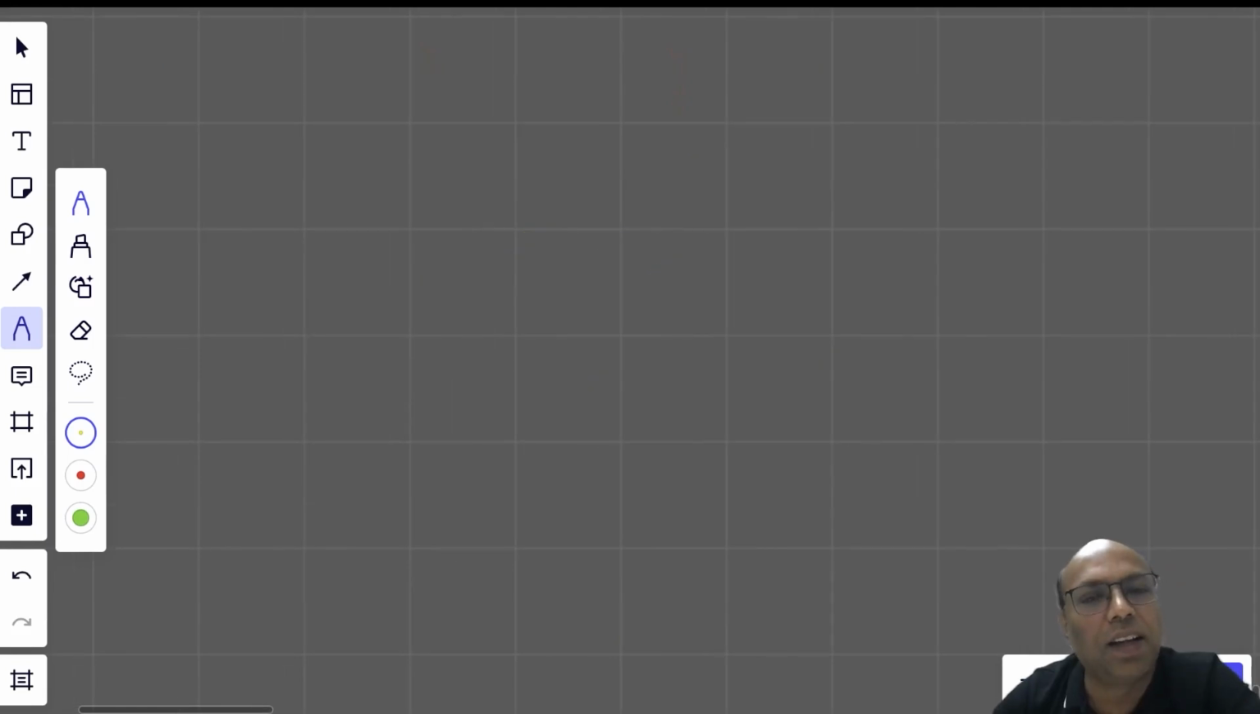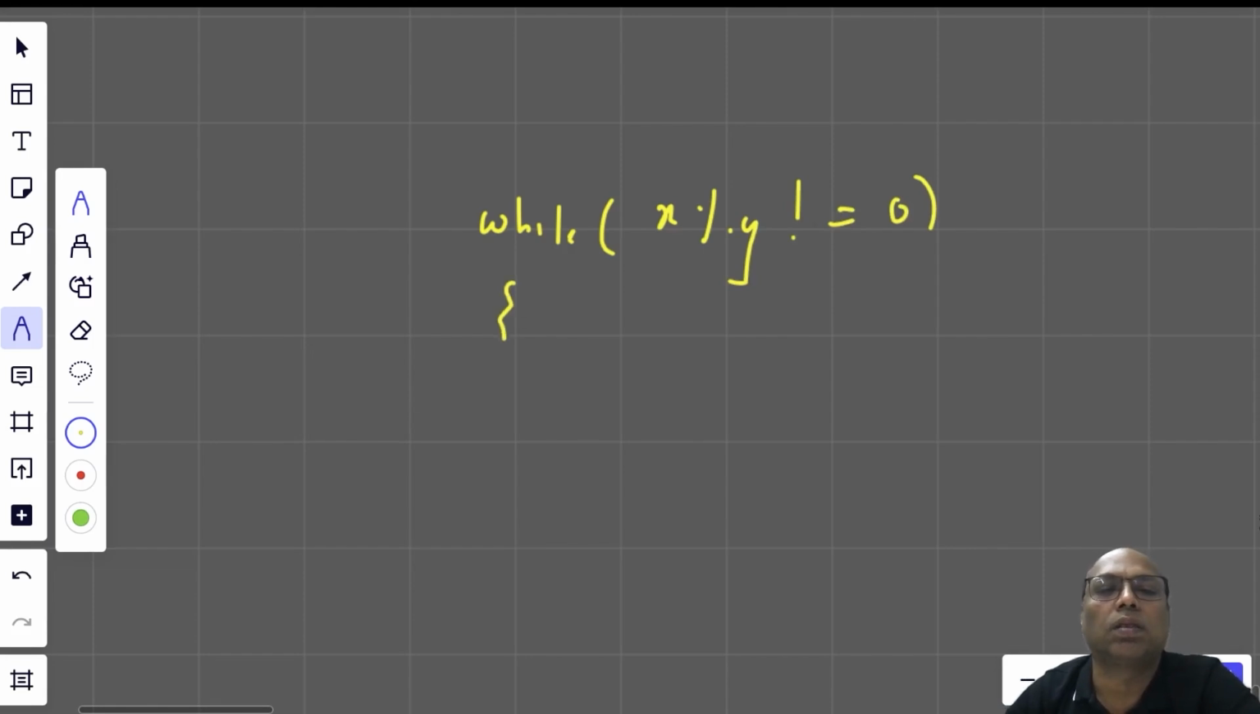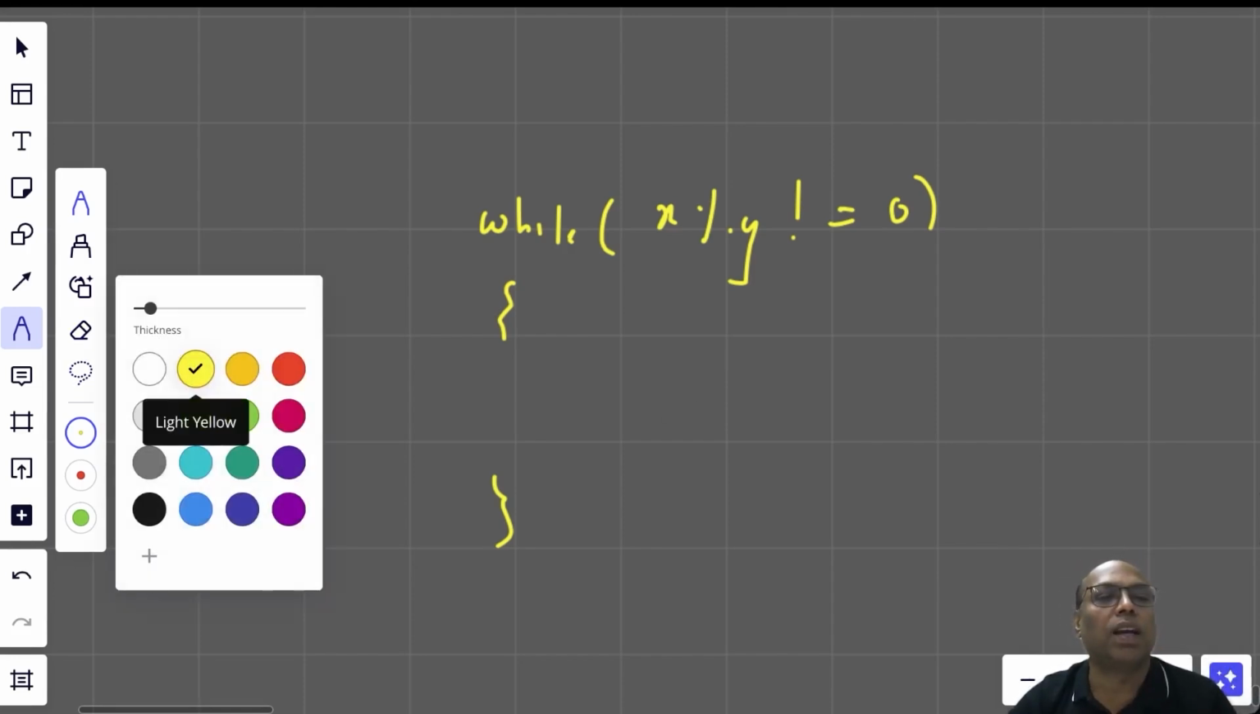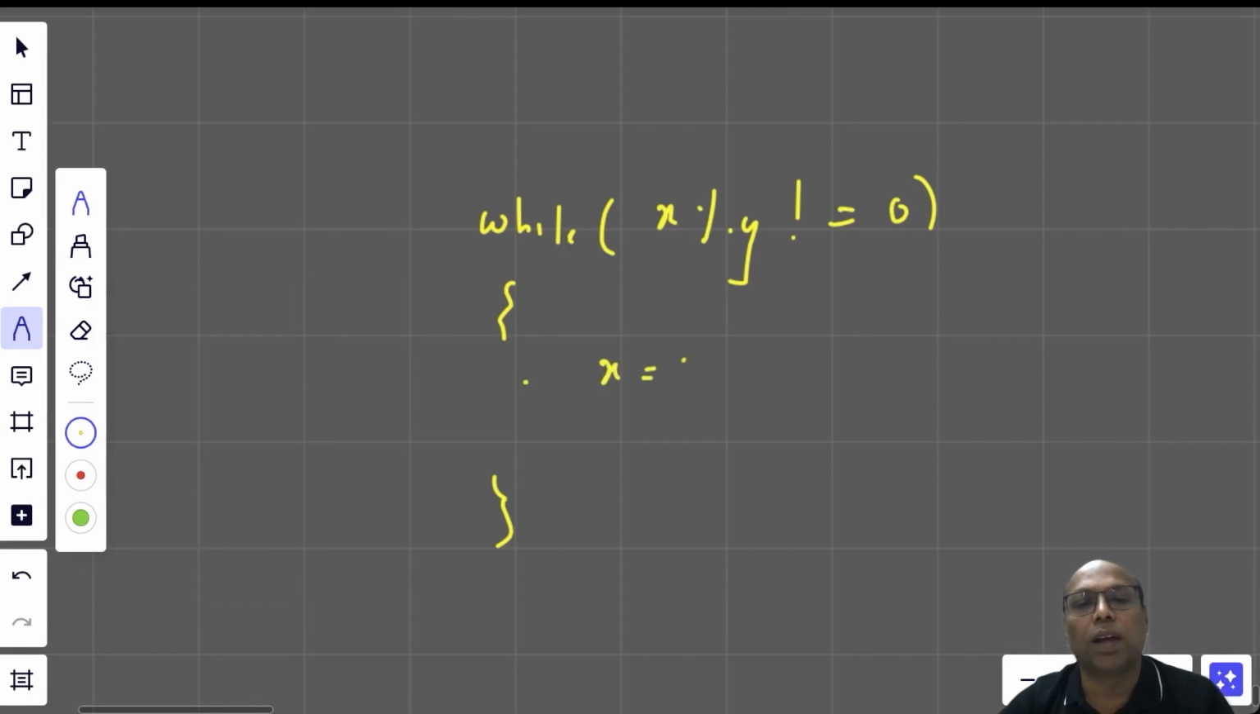Solve this problem, and if you have tried it, see what mistake you made. How long? Till the remainder is not equal to 0. If the remainder is not equal to 0, what do you have to do? Shift the y value into the place of x. So x is equal to y. And y should be the remainder. What is the remainder? x mod y.